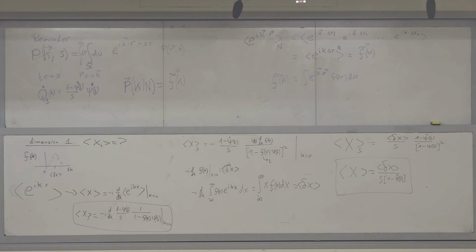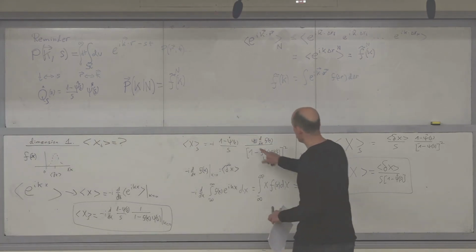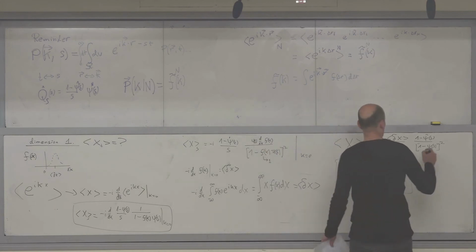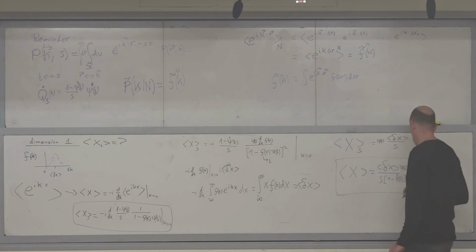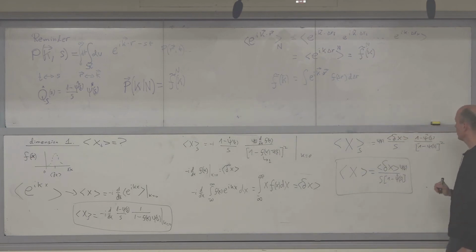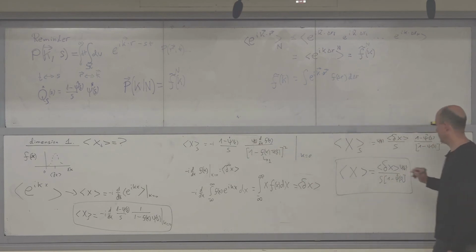And I made a mistake. You didn't correct me. Because of this psi of s here, here I have another psi of s. So it's even uglier than you can imagine. This psi of s, this psi of s.